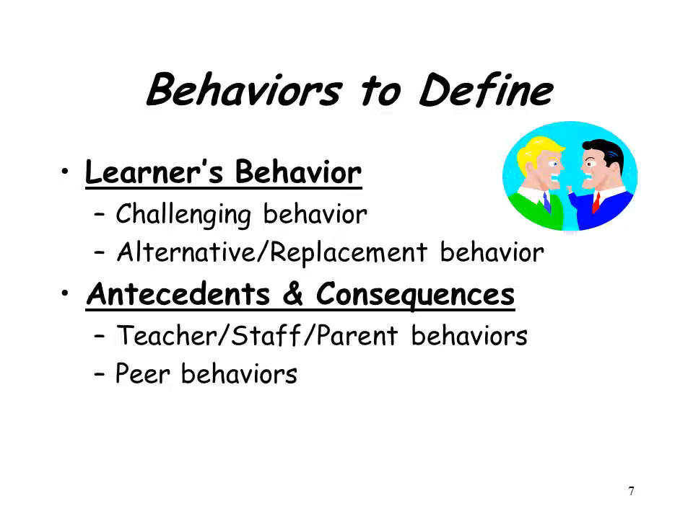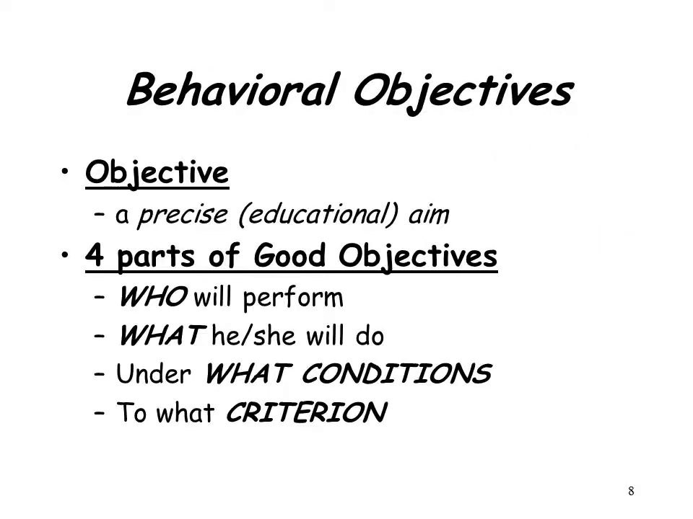When we talk about antecedents and consequences, we're usually talking about the behavior of other people. So antecedents are usually things that a teacher does. Antecedents and consequences are usually the behavior of someone else. As I said, either the teacher or other children, peers.